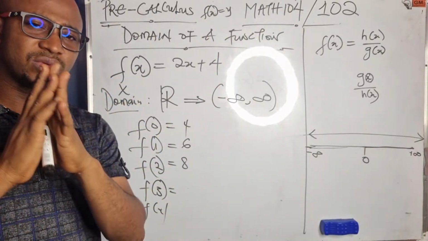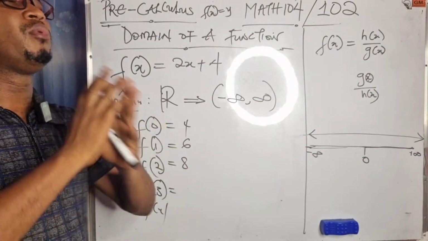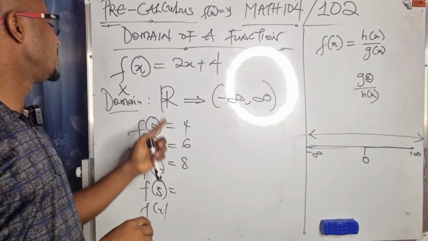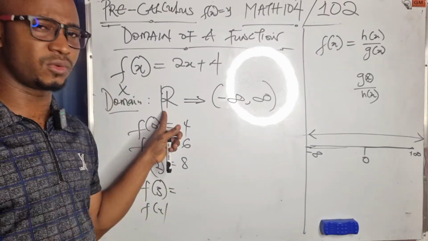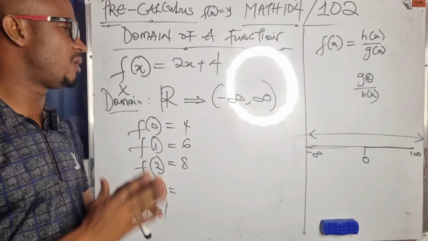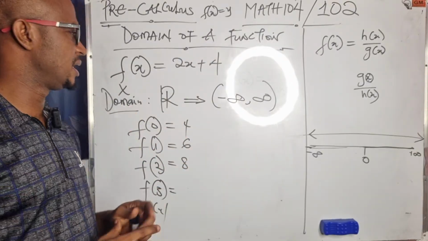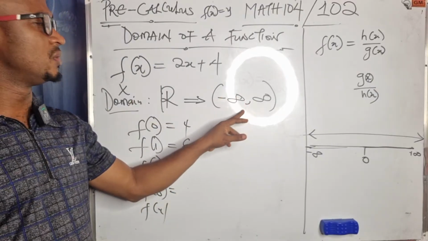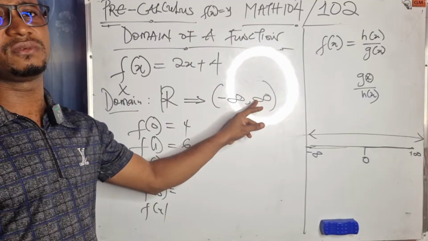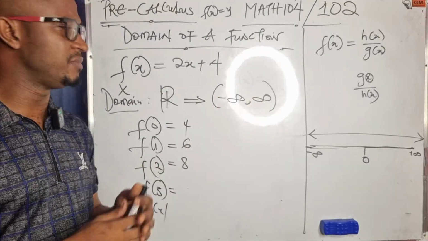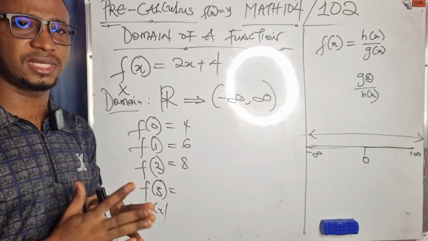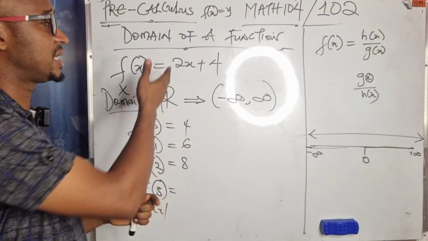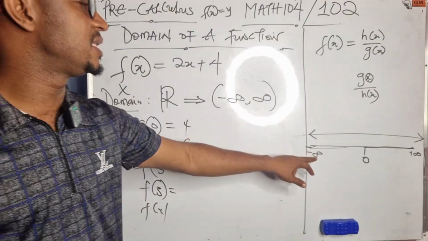So you must take note that for all polynomials, the domain of all polynomials is what? Real numbers. The domain of all polynomials are real numbers, which can be written as what? Minus infinity, comma, to positive what? Infinity. It means that the permissible values of x that can define every polynomial, such as this, is simply from negative infinity.